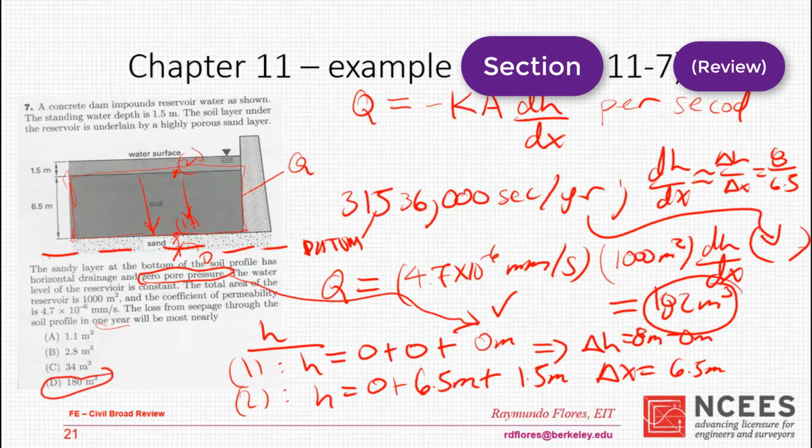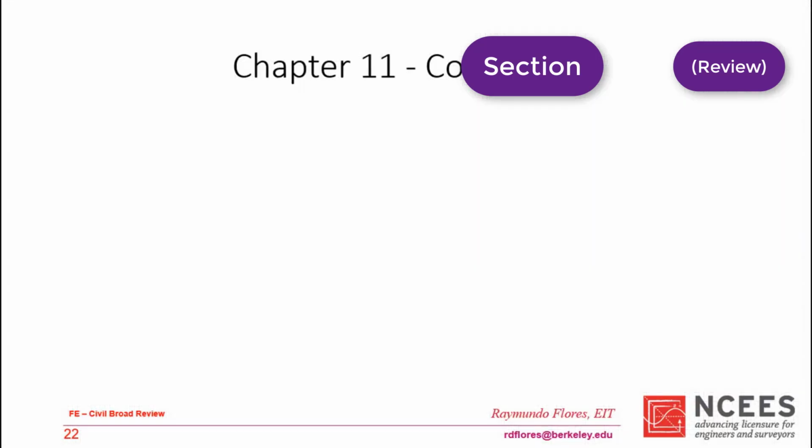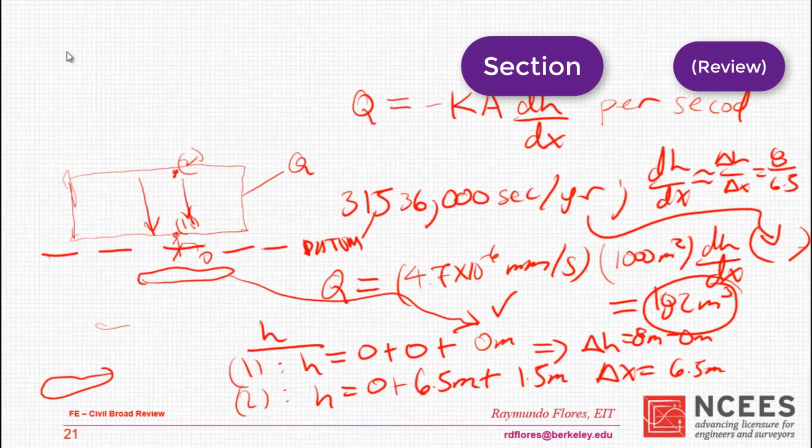So let's move on. Okay, now this is where we're going to get to, this is the beast. I went over a lot, and I'm sorry. Okay, let's move on.